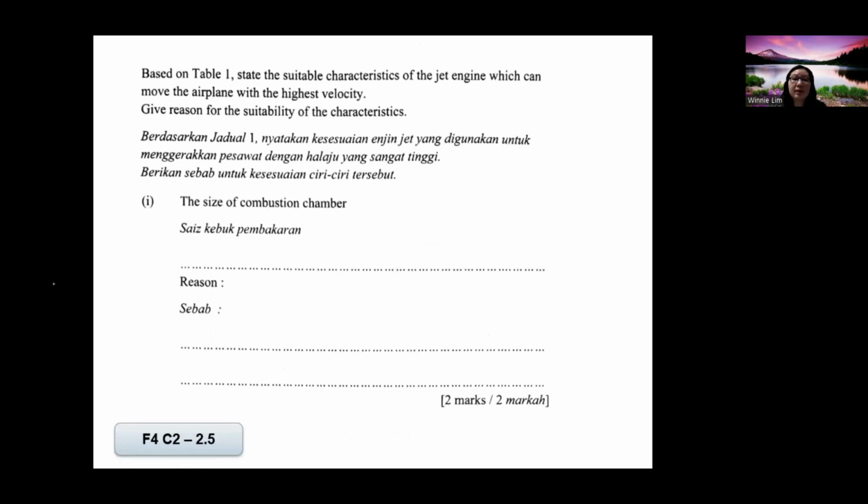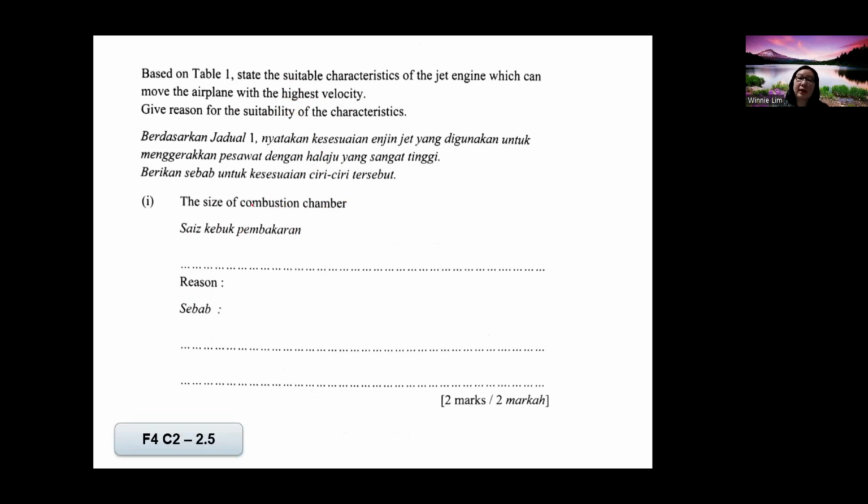Based on table 1, state the suitable characteristic of the jet engine which can move the airplane with highest velocity. So you highlight the words highest velocity. And then bear in mind, later on when you give reason, you do not repeat the answer as in the statement, which is highest velocity. You can say move with an acceleration, all this. So they want you to talk about the size of the combustion chamber.